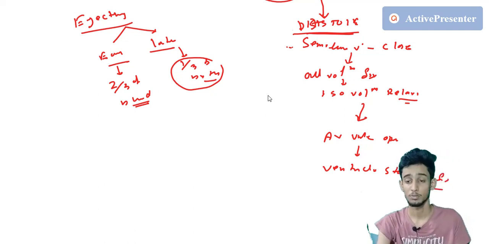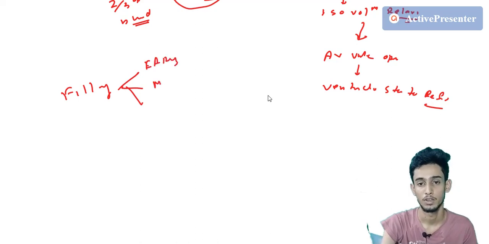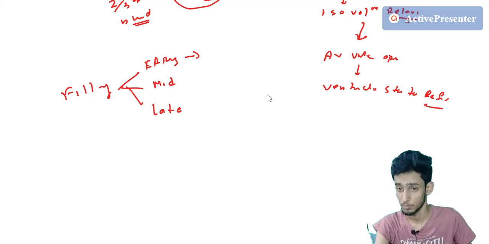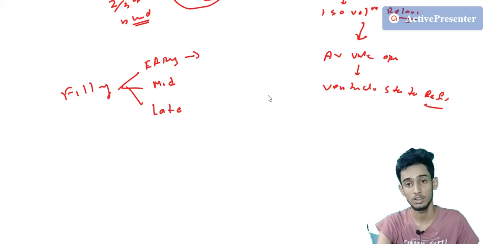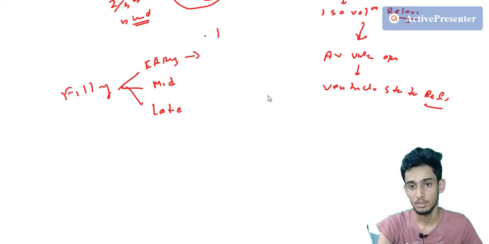Very important concepts in ventricular filling. There are three phases: early, mid, and late. What happens in the early phase? Two-thirds, most of the blood coming from the atria, comes in this phase. This is passive filling. Remember this. This is passive filling.